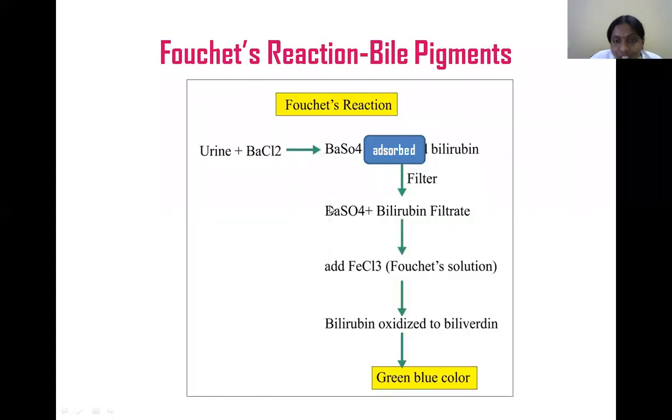Next, Fouchet's reaction for bile pigments. Bile pigments are mainly bilirubin and biliverdin. Here in urine, barium chloride reacts with ammonium sulfate to form barium sulfate, which adsorbs bilirubin. This adsorbed bilirubin is filtered, giving barium sulfate plus bilirubin, and on adding ferric chloride of the Fouchet's solution, bilirubin oxidizes to biliverdin and a green-blue color forms.